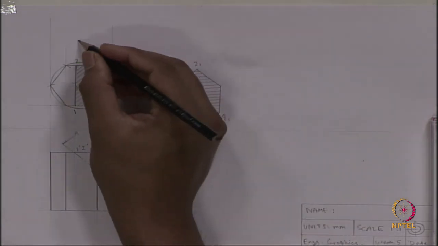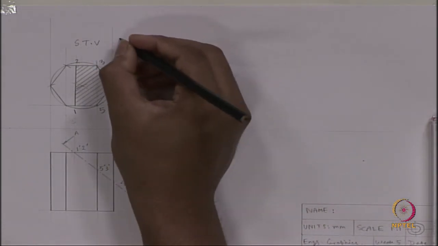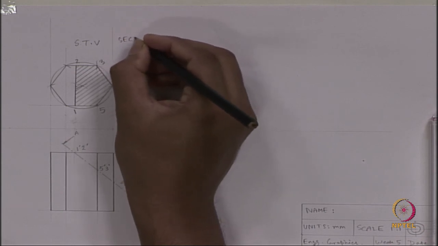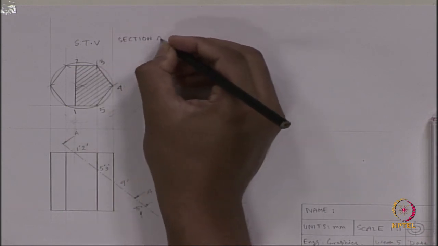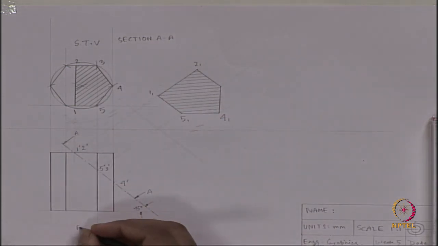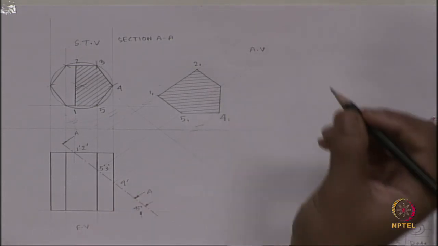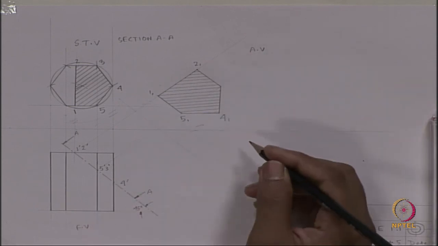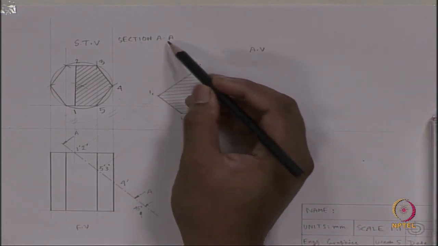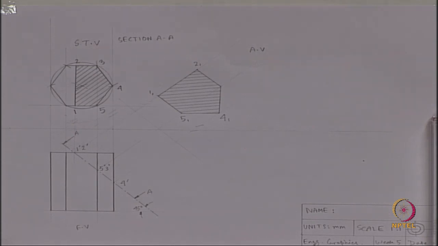This is the sectional top view, and I should write it as section AA. This is the front view and this is the auxiliary view. You should not write AV and FV, but you can mention section AA. Dimensioning, we are not asked to do, so we will not do it. So, this is the answer for question number 2.